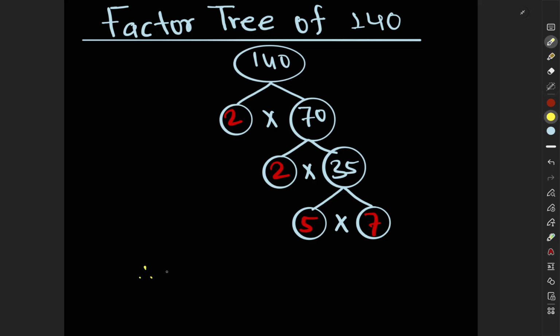So we can write 140 as the product of all these prime numbers, that is 2 times 2 times 5 times 7.